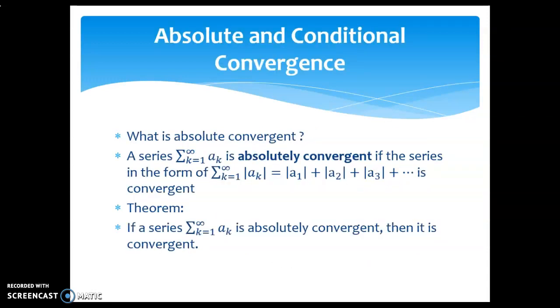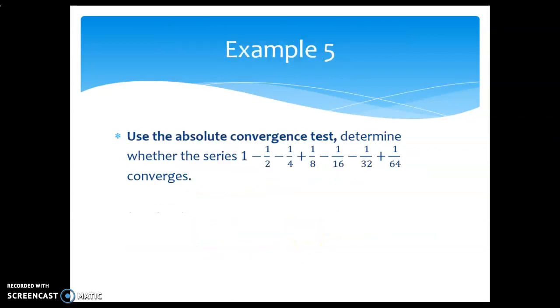So now we will discuss absolute and conditional convergence. What is absolute convergence? Well, if I have a series like this and I want to find the absolute convergence of it, I'm going to take the absolute value of S of 1, the absolute value of S of 2, the absolute value of S of 3, and check whether it converges. If the series S of k is absolutely convergent, then it is convergent. Use the absolute convergence test to determine whether the series converges.